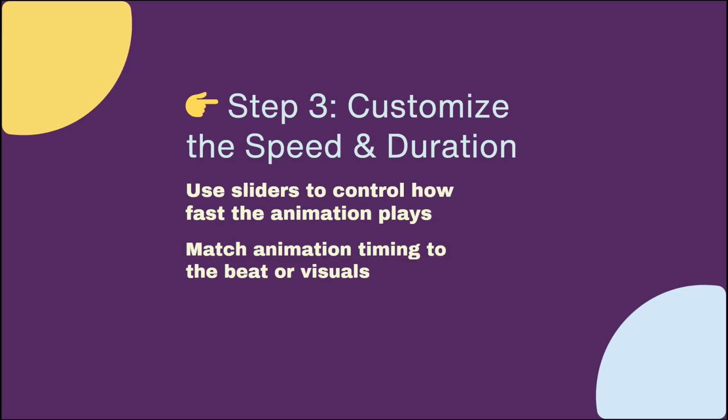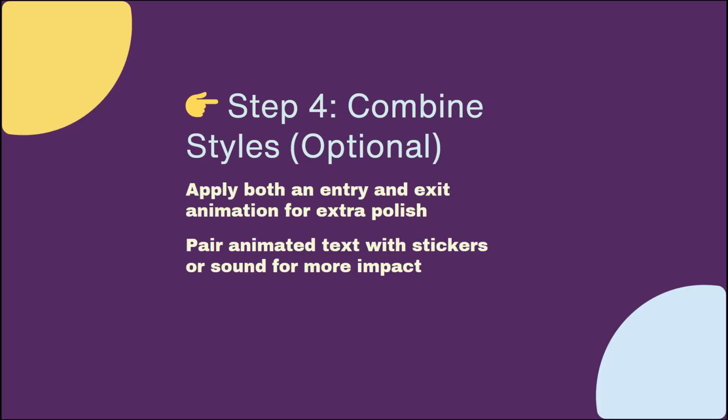Use sliders to control how fast the animation plays. You can match timing to the beat or to visuals to get even fancier. And then combine some different styles. Maybe apply both an entry and an exit animation for extra polish. You can pair animated text with stickers or sound for even more impact. So let's head over to CapCut and let's give this a go.